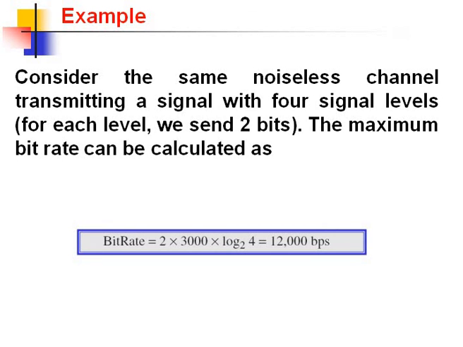Take one more example. Consider the same channel transmitting a signal with 4 signal levels. For each level we need to send 2 bits. The maximum bit rate can be calculated by replacing the value 2 with 4 as the number of levels. Therefore we get bit rate equal to 12,000 bits per second.